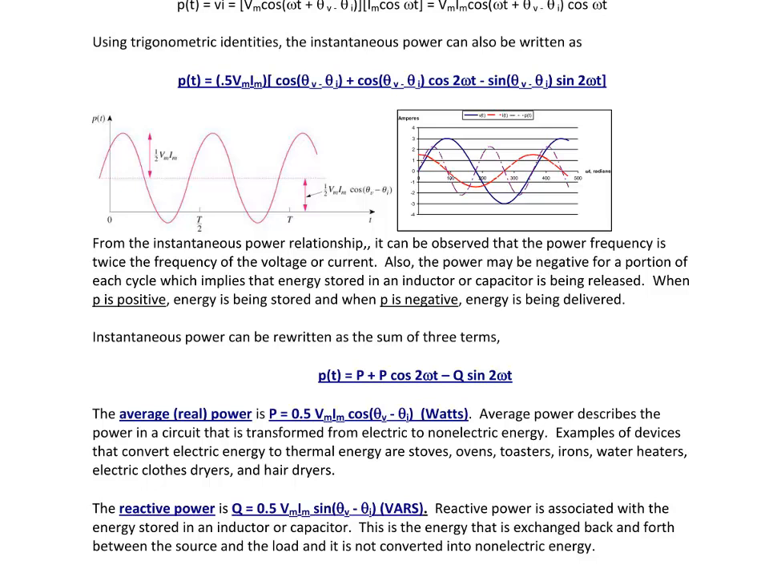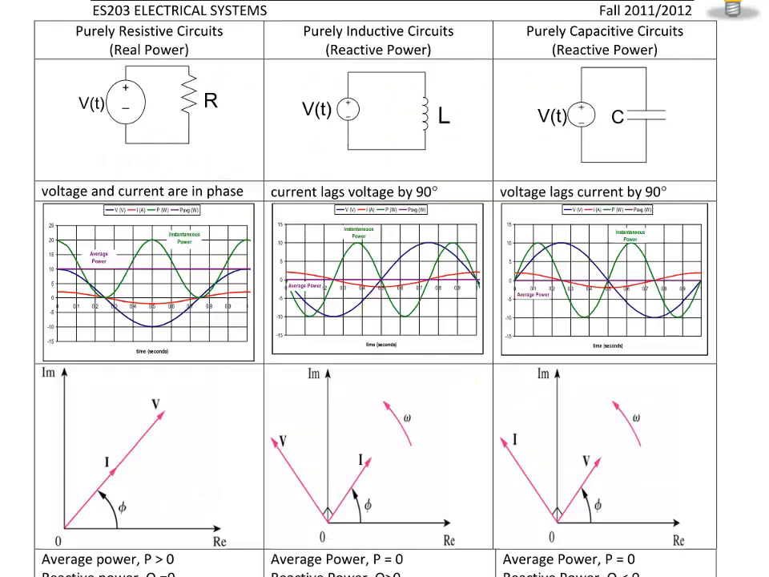Reactive power has the symbol of Q, and it has units of volt ampere reactive, and Q is equal to 1/2 V sub m I sub m sine(theta V minus theta I). Reactive power is associated with the energy stored in an inductor or capacitor. This is the energy that is exchanged back and forth between the source and the load, and it is not converted into non-electric energy. The following table summarizes some key concepts about average and reactive and instantaneous power.